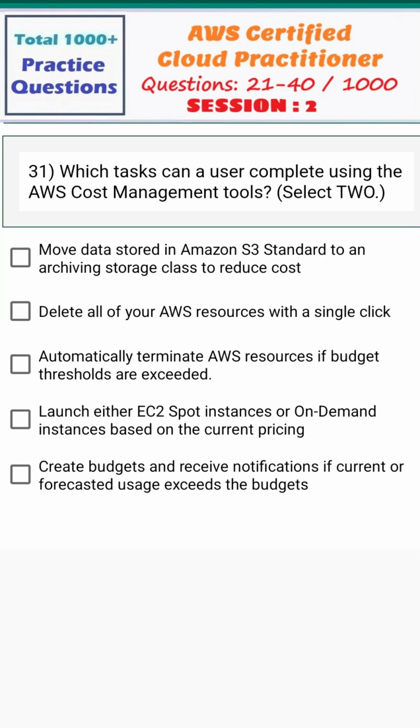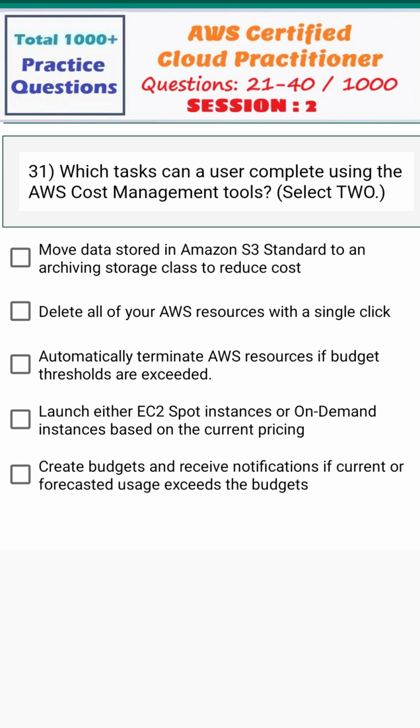Question 31. Which tasks can a user complete using the AWS cost management tools? You have to select two options. First option, move data stored in Amazon S3 standard to an archiving storage class to reduce cost. Second option, delete all of your AWS resources with a single click. Third option, automatically terminate AWS resources if budget thresholds are exceeded. Fourth option, launch either EC2 spot instances or on-demand instances based on the current pricing. Fifth option, create budgets and receive notifications if current or forecasted usage exceeds the budgets.